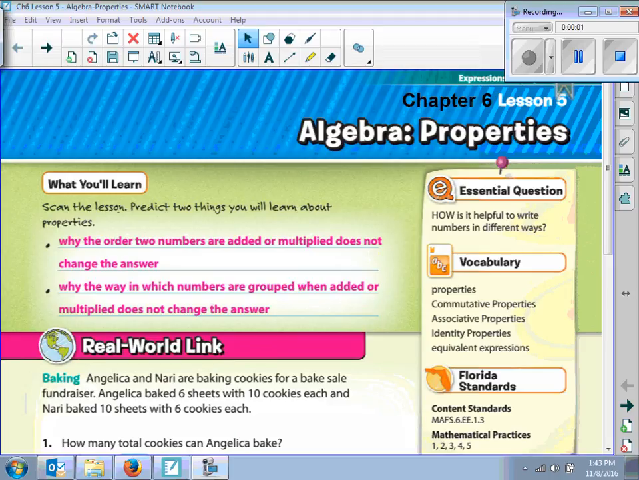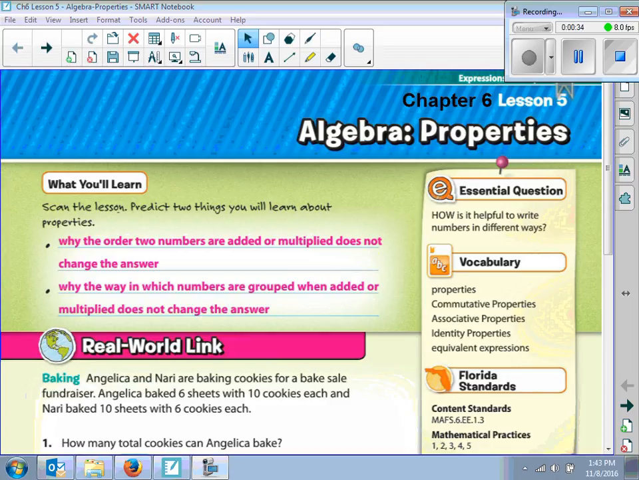Lesson 5 is still algebra, and we're talking about properties, okay? We want to predict two things we're going to learn about. So we're going to learn why the order in which two numbers are added or multiplied does not change the answer. For example, 2 plus 3 is the same thing as 3 plus 2. 8 times 4 is the same thing as 4 times 8. Okay, that's what we're talking about.